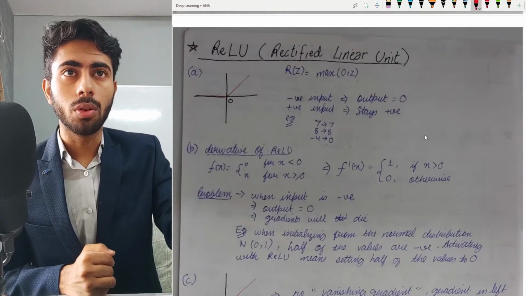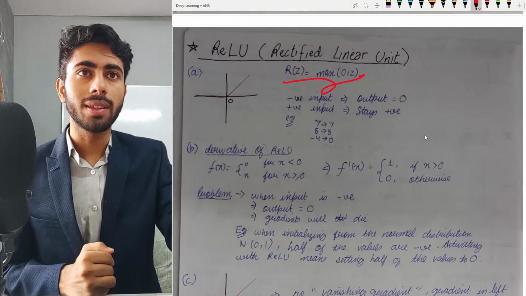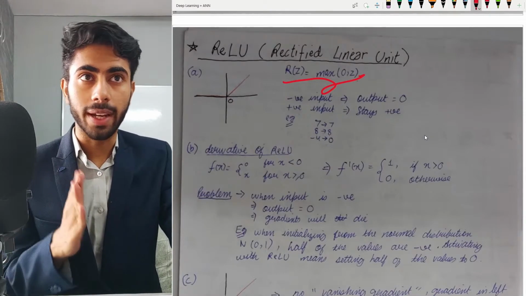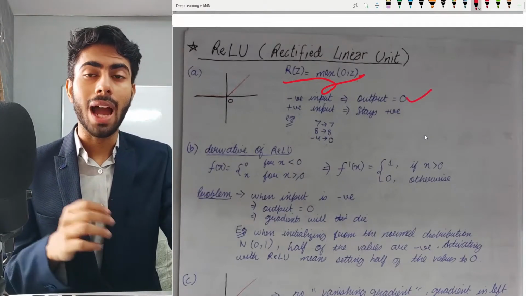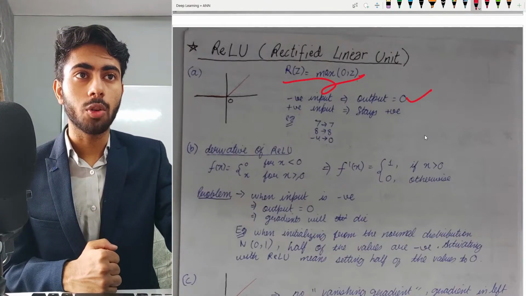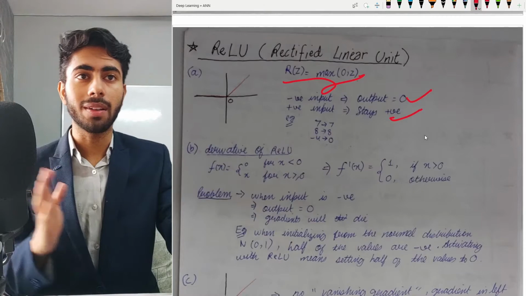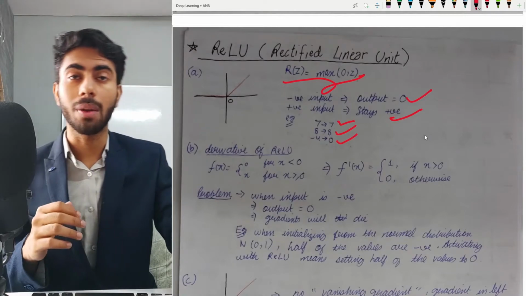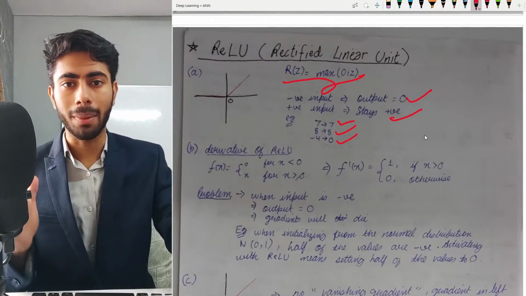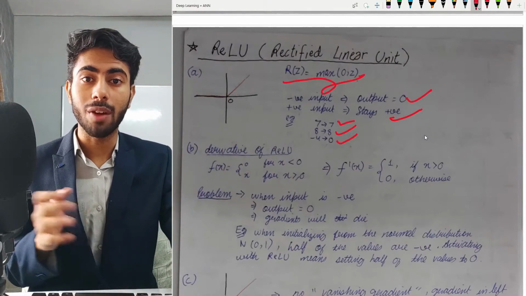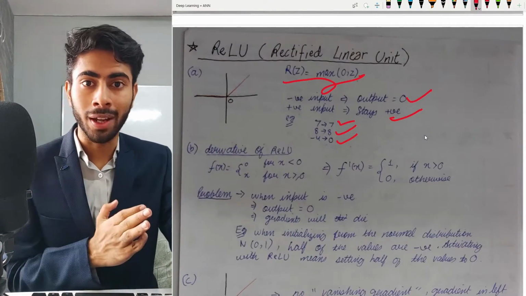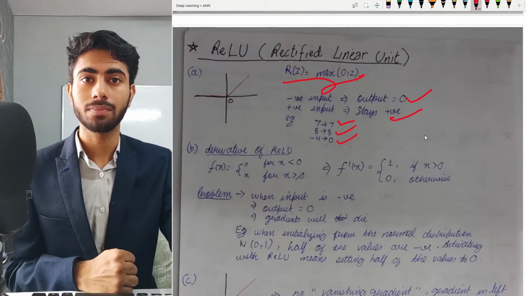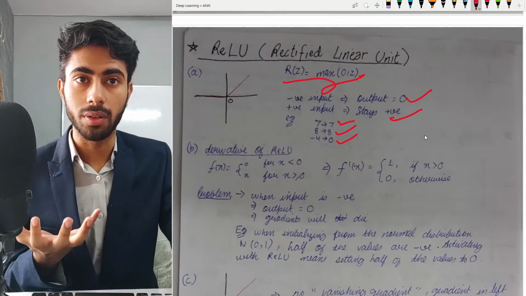So the formula of ReLU looks like this. Whenever you pass an input to a ReLU, if the input is negative, the output will be 0. And if the input is positive, the output will be the same number. For example, if I pass 7, the output will be 7. If I pass 8, the output will be 8. If I pass -4, the output will be 0. If I pass -5, the output will be 0. If I pass minus infinity, the output will be 0. If I pass 29, the output will be 29. If I pass infinity, the answer will be infinity, because infinity is a positive number. So this is how the ReLU function works.